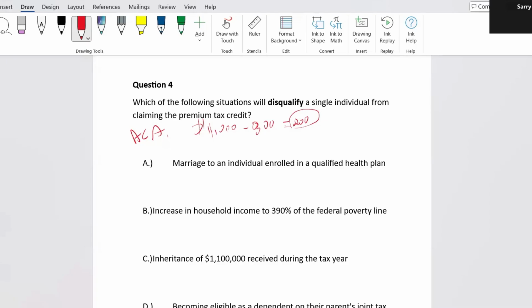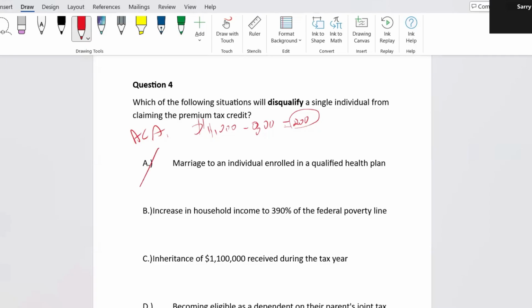Now, the question is asking who can be disqualified from this? So let's go through each one and see. So marriage to an individual enrolled in a qualified health plan. It doesn't matter. You could be married to somebody enrolled in a qualified health plan. So that means you have a husband and wife. Husband, for example, is self-employed, doesn't have any benefits. And then the wife, for example, has a qualified health plan through work, but it just doesn't make sense to add the husband on there. So the husband goes out and gets an ACA plan, an Affordable Care Act plan. That would not disqualify the husband in this case from doing that. So we cross that one out.